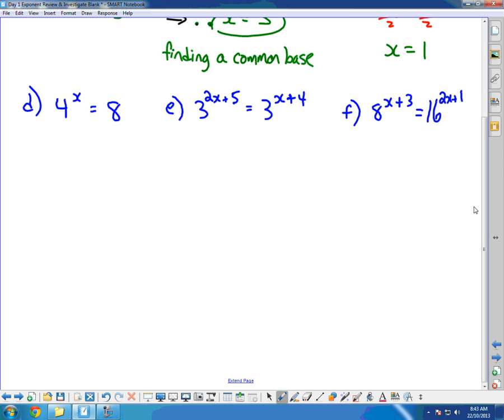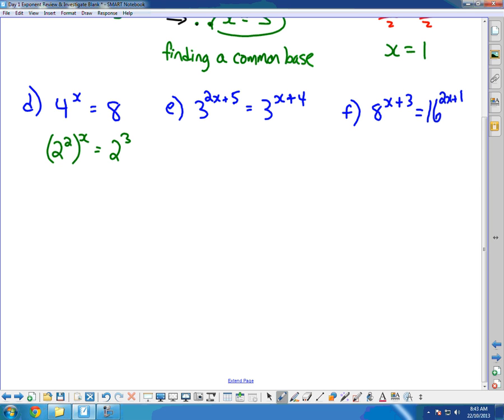So instead, we're not just going to change one common base, we're going to change them both. What common base do you recommend? 2. So we're going to change 4. 4 is 2 to the power of 2, and then it's raised to a power of x, and we'll deal with that in a moment. What about 8? 8 is 2 to the power of 3.